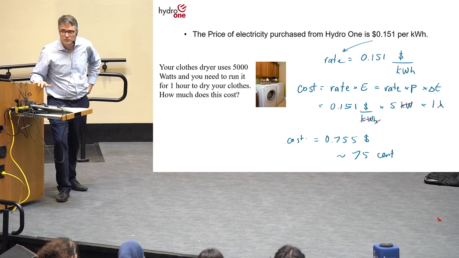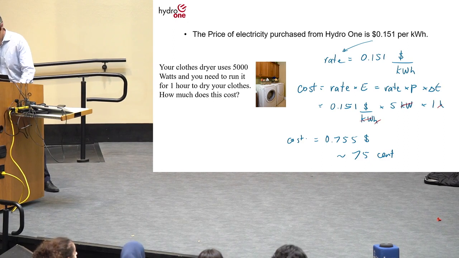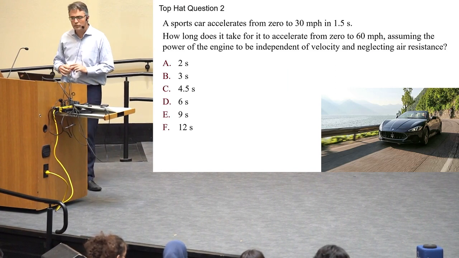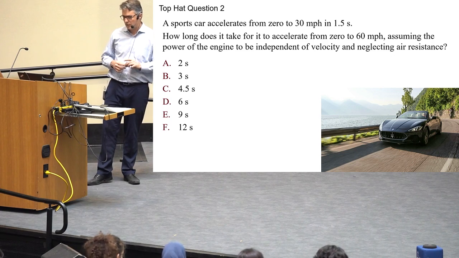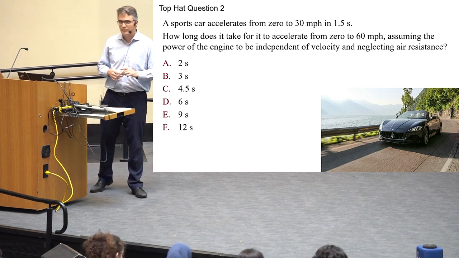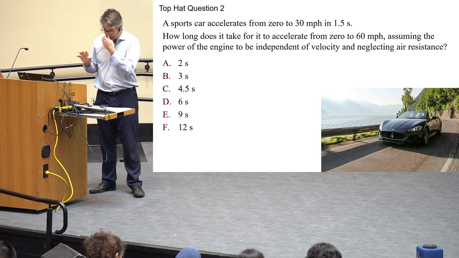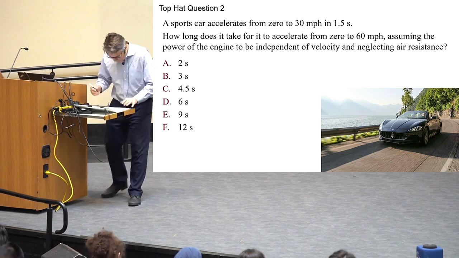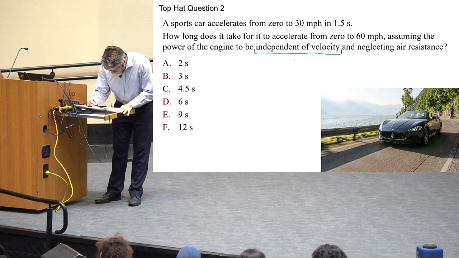How are we doing on that? We'll do another top hat. Sports car with great power accelerates from 0 to 30 miles an hour in 1.5 seconds. So how long would it take to accelerate from 0 to 60 miles an hour, assuming the power of the engine is independent of velocity and neglecting air resistance? So, what I mean here by independent of velocity is that assume the power is constant.